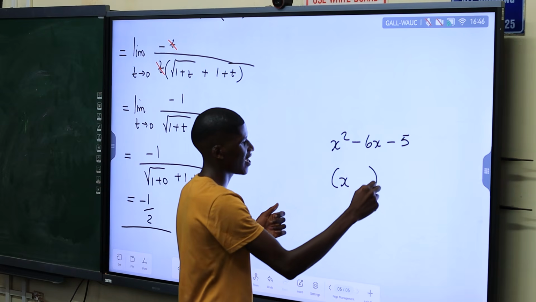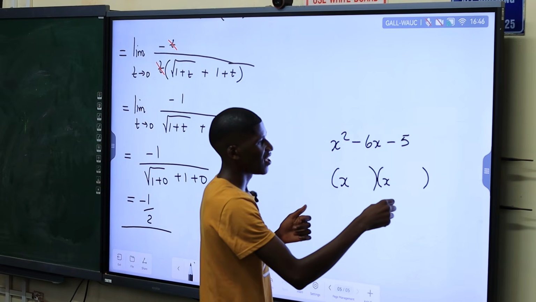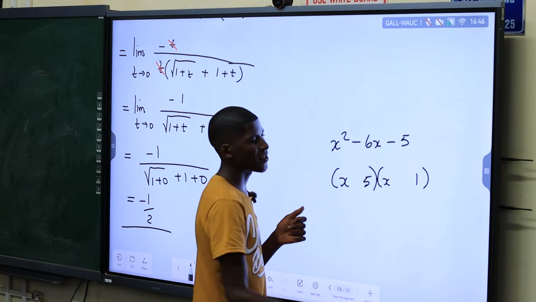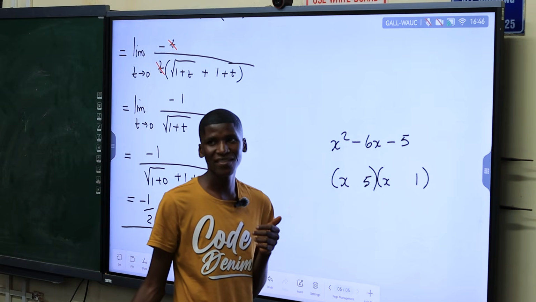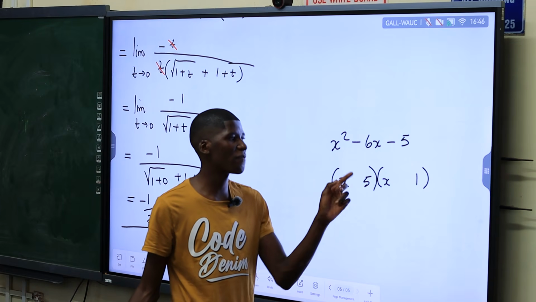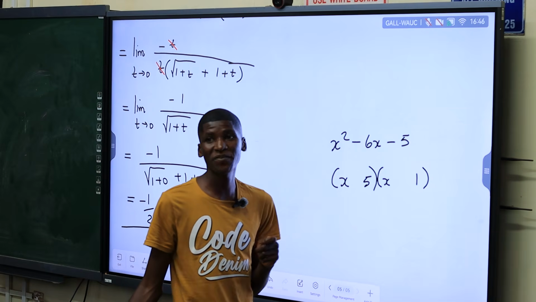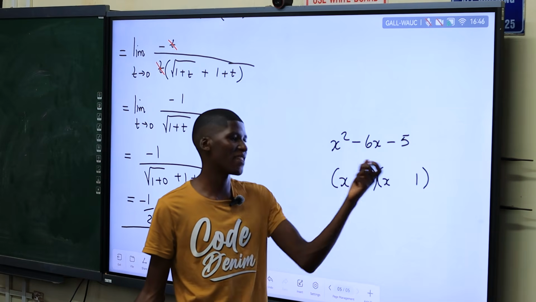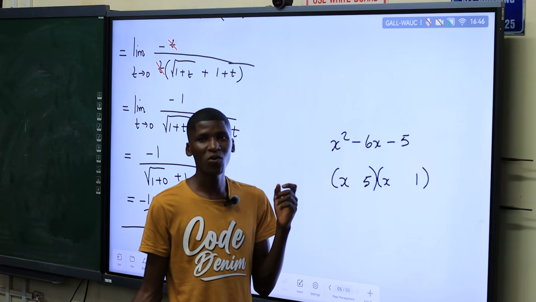X, factorize this. The obvious one, 5 and 1. Those are the only factors of 5 because it's a prime number, right? So now, how can you get to minus 6 from 5 and 1, yet get to minus 5 when you multiply them again? Can you see that?